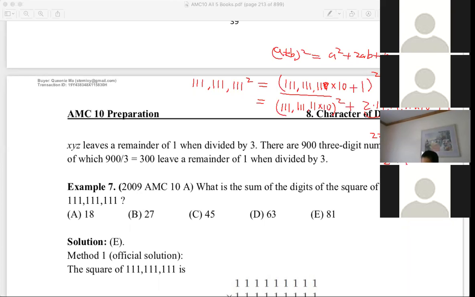8 2's, then plus 1, right? This is a digits for the last two terms. Then we need to continue to calculate the sum of the digits from this first term. For this one, we can continue to do this.